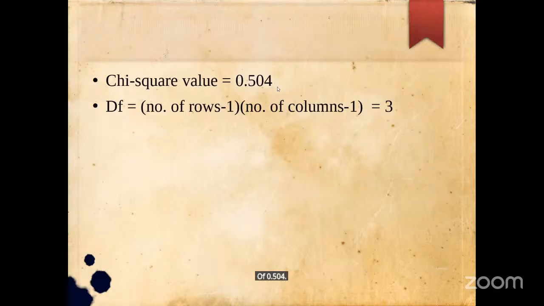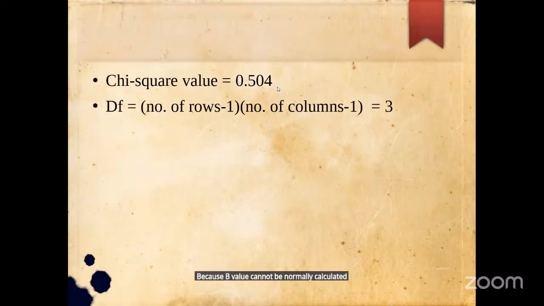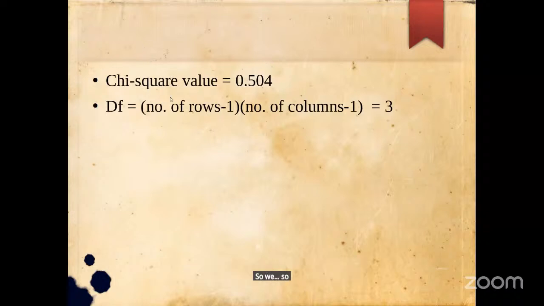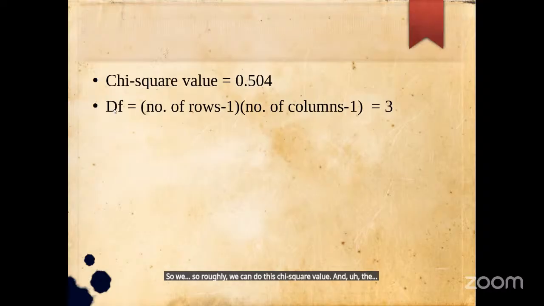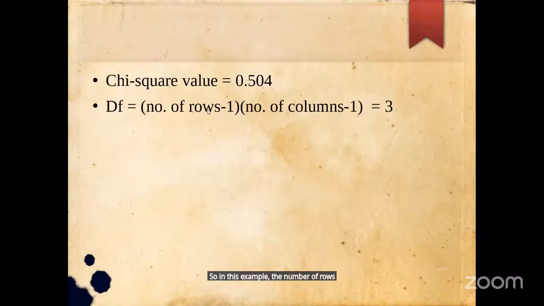Notice that this is different from the p-value. This is known as the chi-square value, because the p-value cannot normally be calculated by hand. It's really difficult and complicated. So roughly we can use this chi-square value. Then we have the degrees of freedom, df. It's calculated by the number of rows minus 1 times the number of columns minus 1. In this example, the number of rows was 4, so 4 minus 1 is 3. The number of columns was 2, so 2 minus 1 is 1. So 3 times 1 is 3.